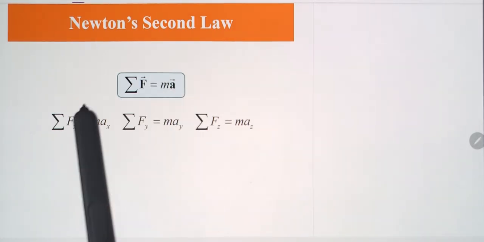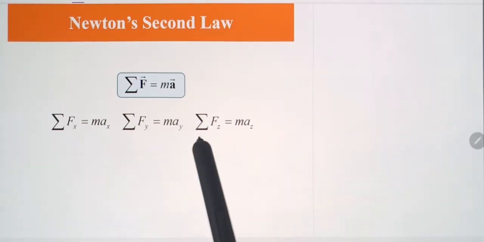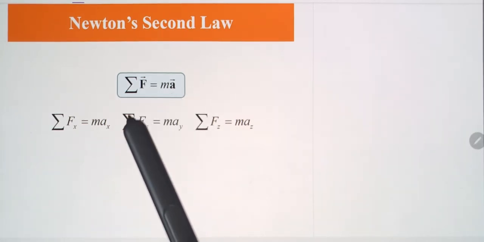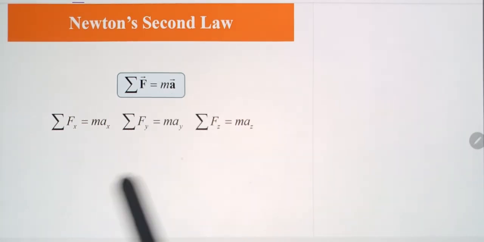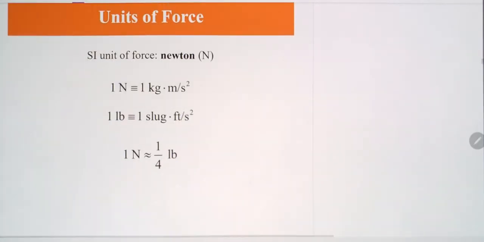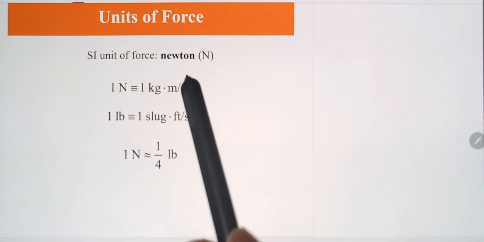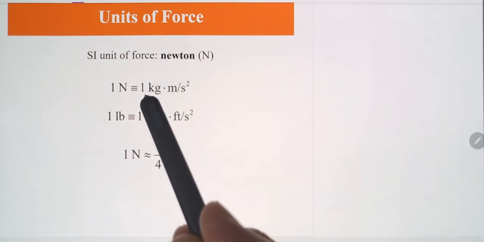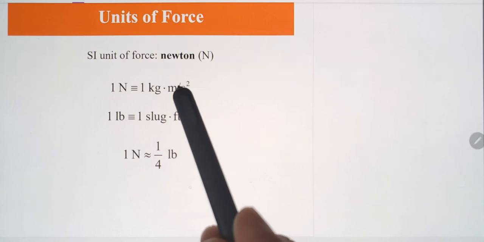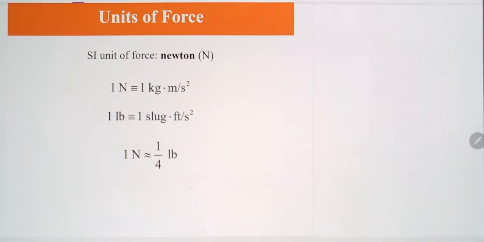What's the meaning of that? That means it applies in the x-axis, the y-axis, and the z-axis. So in the z-axis, for example, the summation of forces in the z-axis is equal to the mass multiplied by the acceleration in the z-axis, and then the y and the x. The unit of force is the Newton. And what is a Newton? M is in kilograms, A is in meters per second squared, so it's 1 kilogram meter per second squared. That's the unit of force.